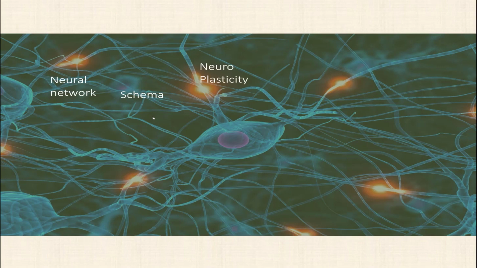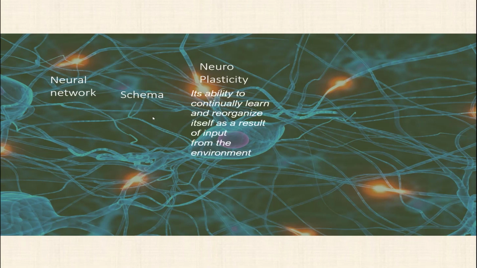What's important is, and the students need to know this too, is neuroplasticity. And that's the brain's ability to continually learn and reorganize itself as a result of input from the environment. I really like that word, reorganize. If students tell me, "Oh, I can't do this," I say, look, you have neuroplasticity on your side. The brain's going to reorganize itself and keep learning as long as you're giving it input. So you can do this.